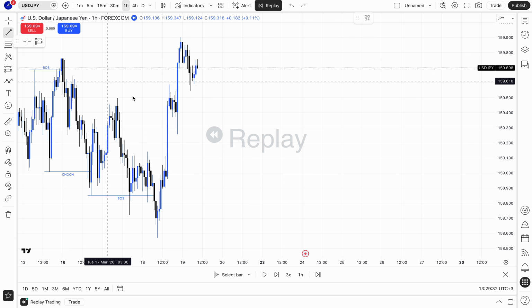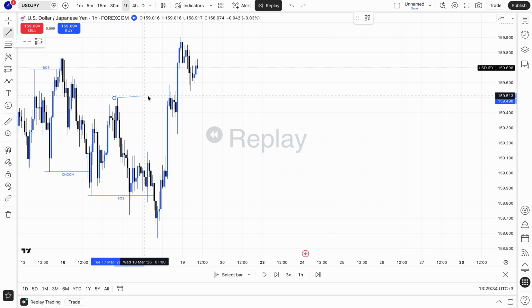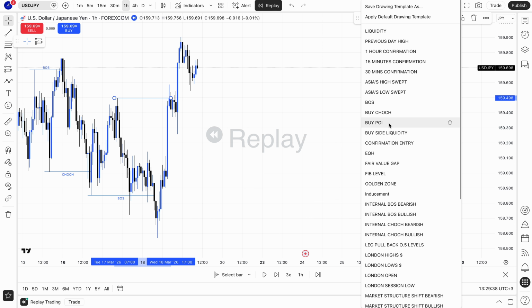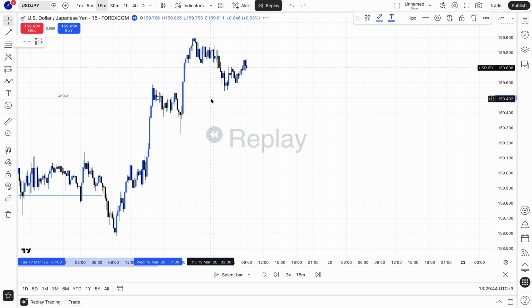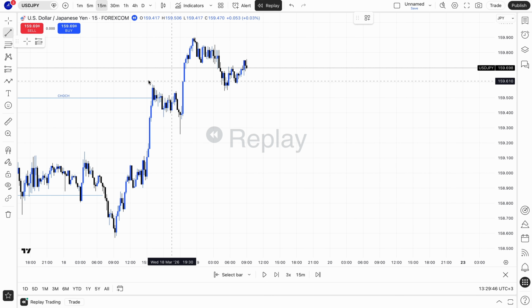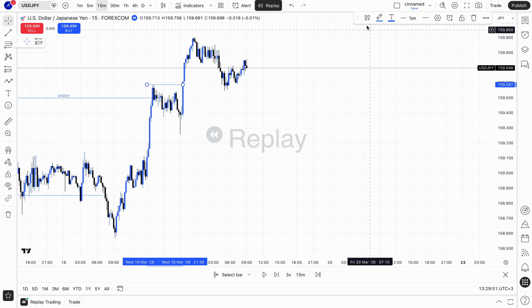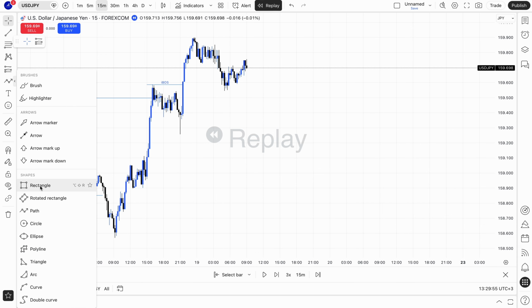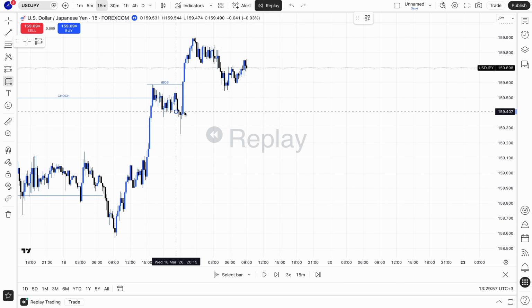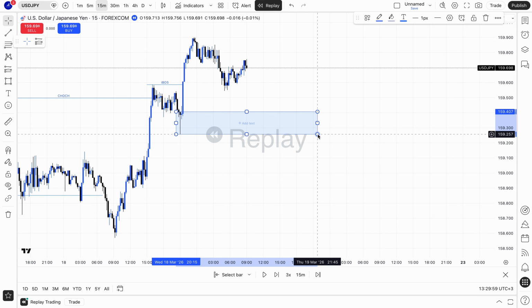And later on, the price disrespected this zone. Then we had our change of character to the upside, external market structure. So we had to move down to internal market structure on the 15 minutes time frame. Then we had our break of structure to the upside, but this time around, this break of structure to the upside is internal. Then we had to mark out our order block, which was this one, right?